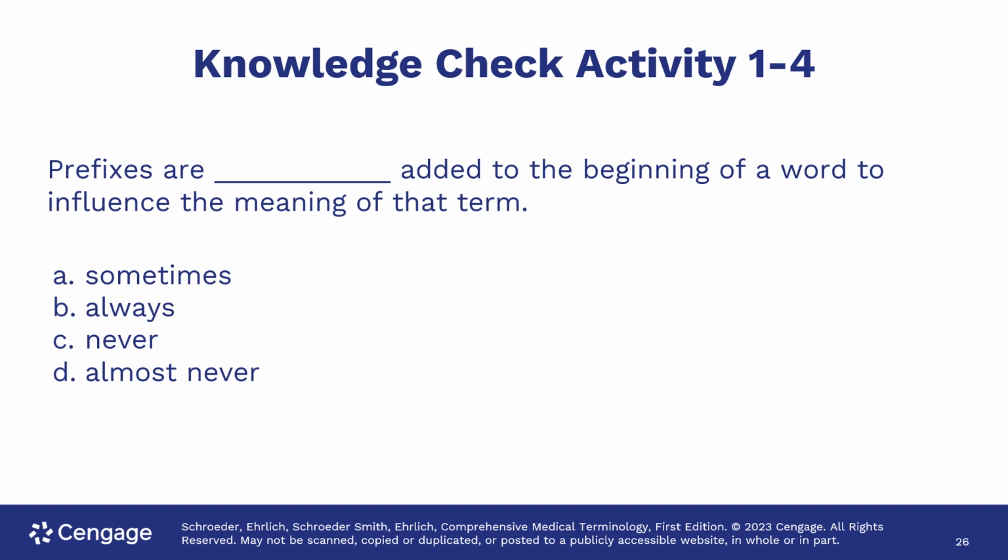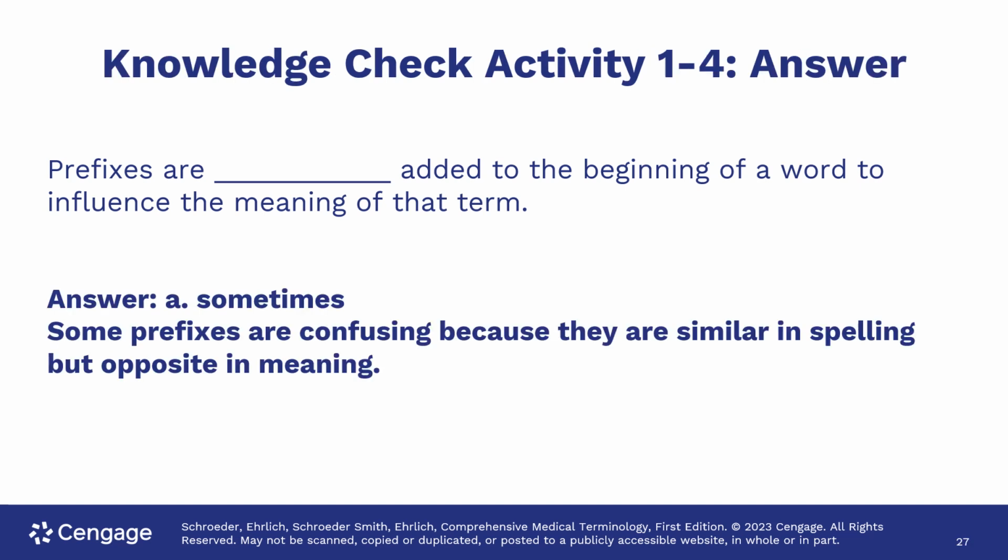So prefixes are sometimes added to the beginning of a word to influence the meaning of that term: always, almost never, or never? Sometimes. So word roots do not always have to have a prefix. And sometimes they're confusing because they can be similar in spelling but opposite in meaning, which is why we have to pay very close attention to what we are saying and how we are spelling it.